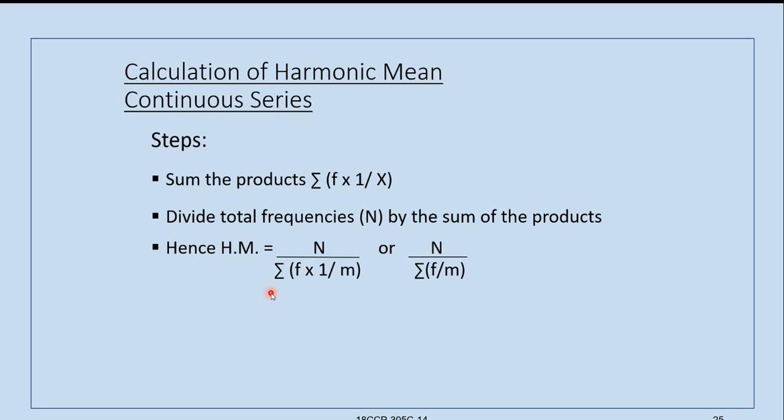As I said, in continuous series, we'll have midpoint. Midpoint can be calculated, as you remember, as upper limit plus lower limit by 2, or lower limit plus upper limit by 2. That will give you the midpoints of all the series. So the midpoints are calculated. Now the formula is n by sigma f into 1 by m, or simply n by sigma f by m. Now we will apply the formula and find out the harmonic mean.